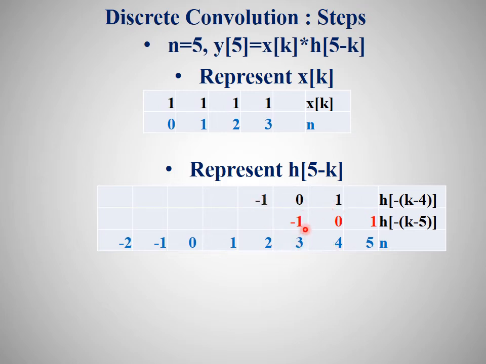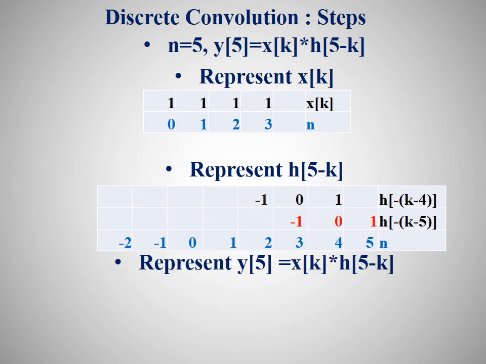So now it is going to be shifted by one position to the right, which means h of 5 minus k is going to be obtained from h of 4 minus k by shifting everything right by one position, which means from minus 1 it goes from n equal to 2 to n equal to 3, and the value of 0 now gets shifted to 4, which was earlier at 3, and the value of 1, which was at n equal to 4, now gets shifted to n equal to 5.